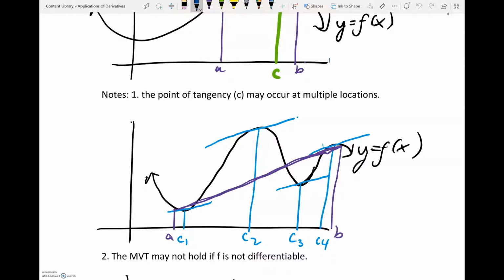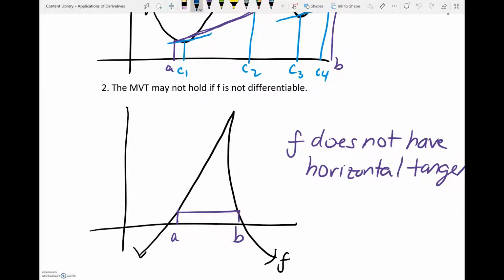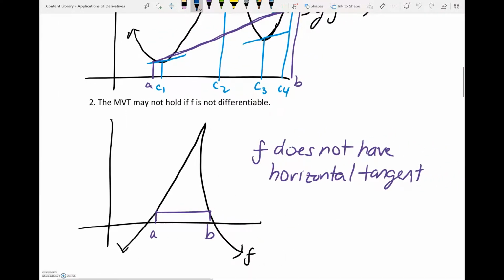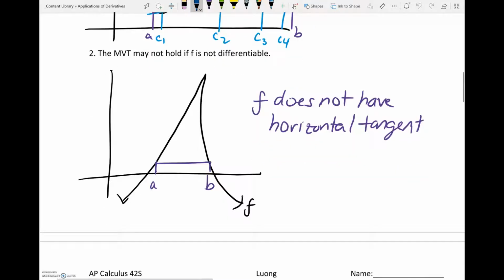Now, if you don't have a differentiable function, then this MVT will not hold. So for example, in this graph, there's a cusp. And because there's a cusp in between a and b, f is not differentiable. And then f doesn't have a horizontal tangent, so it cannot have any tangent line that will be similar to a secant line. So notice that the MVT can only hold if f is continuous on that interval and differentiable.